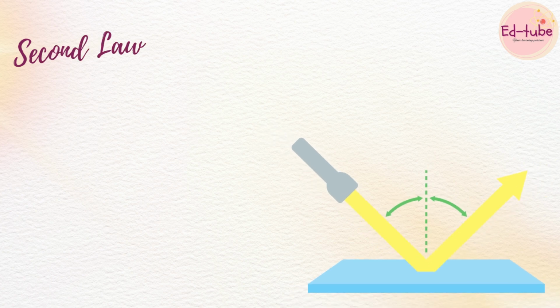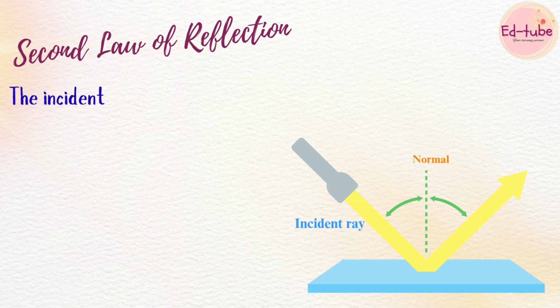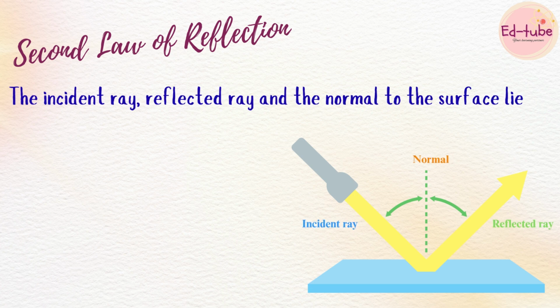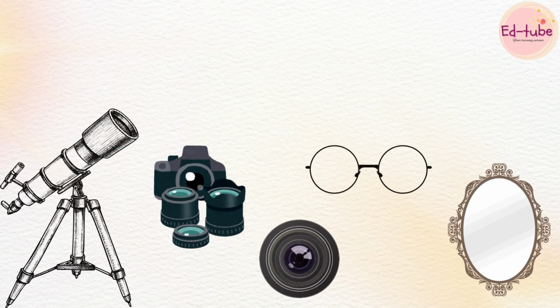The second law of reflection states that the incident ray, reflected ray, and the normal to the surface all lie on the same plane. This law means that the incoming light, the outgoing light, and the line perpendicular to the surface are all in the same plane. Both the laws are helpful in understanding how light behaves when it interacts with surfaces. It's also essential for designing and understanding optical systems such as mirrors, lenses, and telescopes.